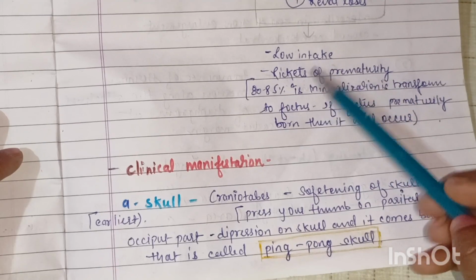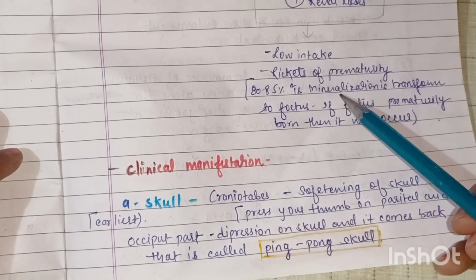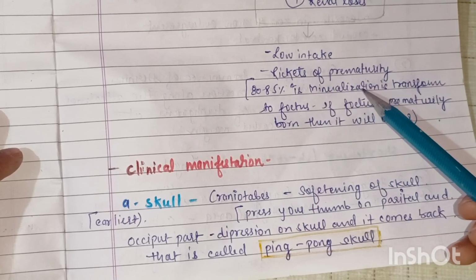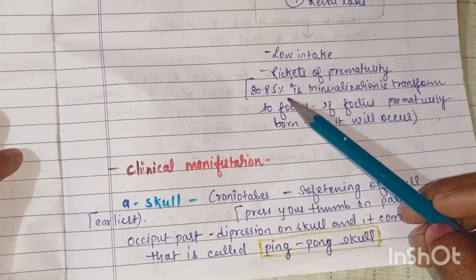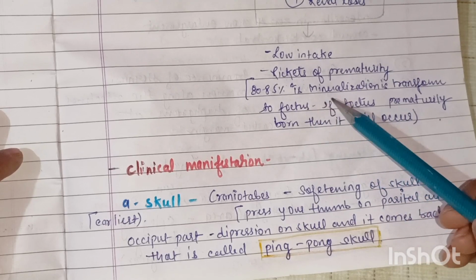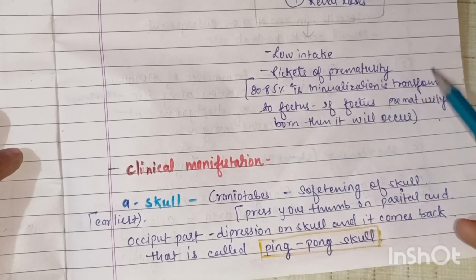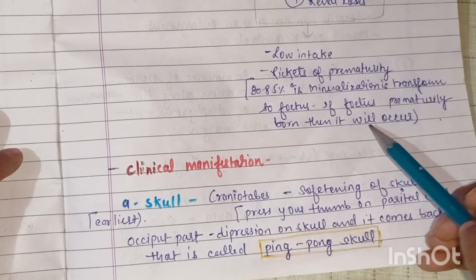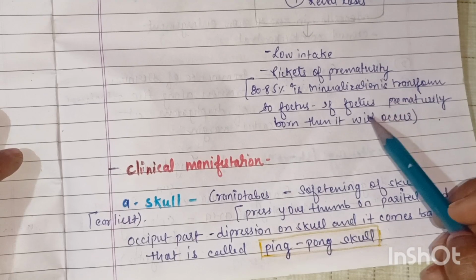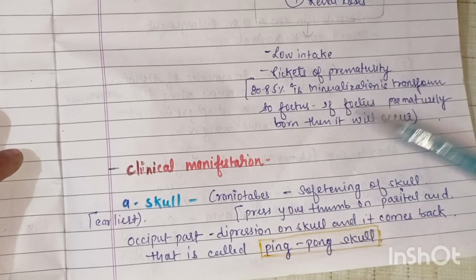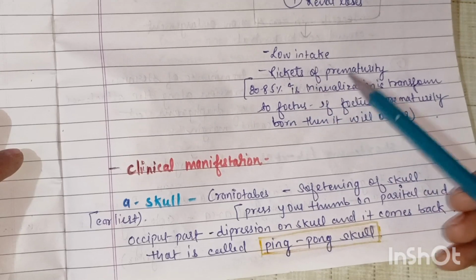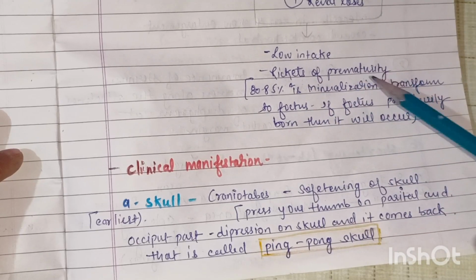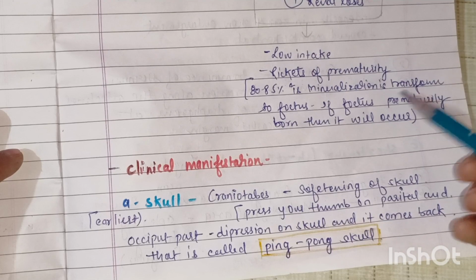We can define this term as follows: in the second and third trimester of pregnancy, 80 to 85 percent of the mineralization of a fetus takes place. But if the fetus is premature and born in the third trimester, the mineralization doesn't occur. So we use the term rickets of prematurity. The bone will be weaker and the child will get rickets.